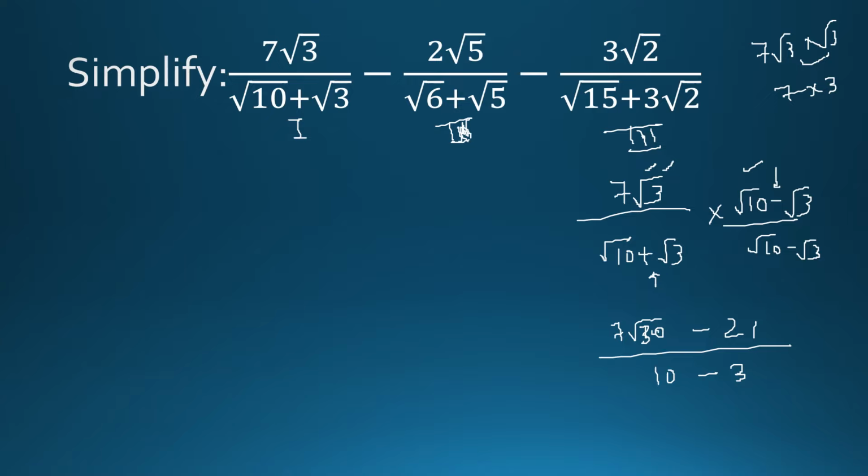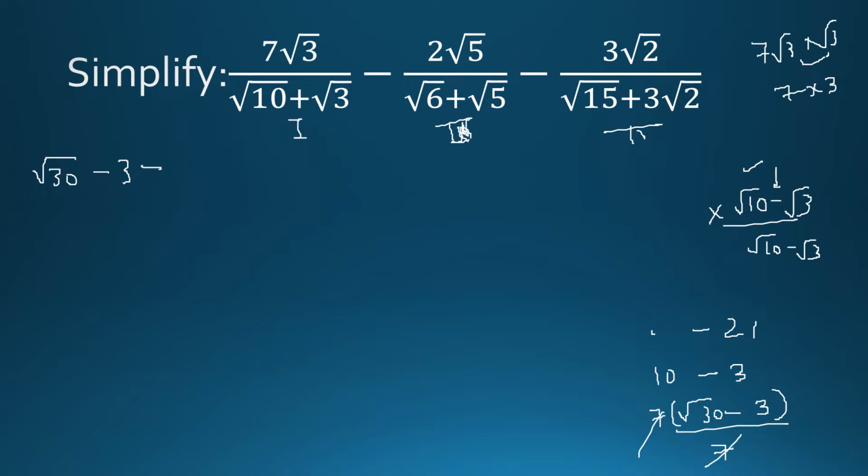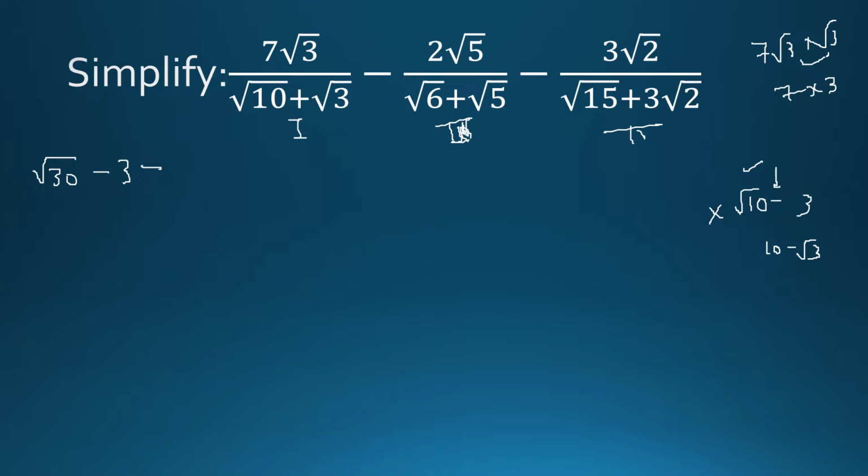So if you take 7 common from numerator, so 7 root 30 minus 7 3s are 21. In denominator you have 7 already. 7 gets cancelled with 7. So in first part you got root 30 minus 3. Let's move on to second part. What is second? Try to solve it out. 2 root 5 divided by root 6 plus root 5.